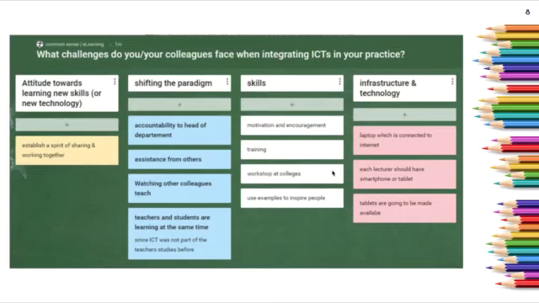So there are things around the attitude towards learning new skills. So there's something that people are afraid of. There's a fear of change, there's a resistance, there's a feeling people are overtaking them. So there needs to be some advocacy work to show them that technology is actually something that can make their life easier.